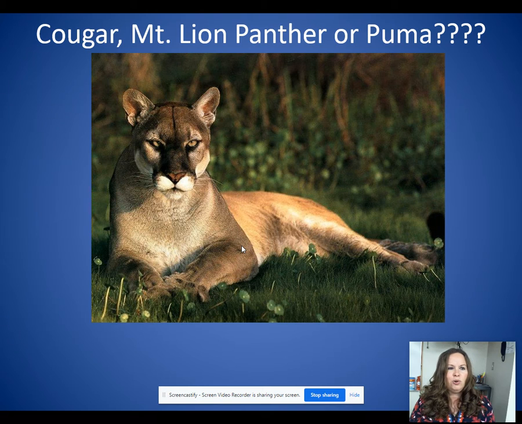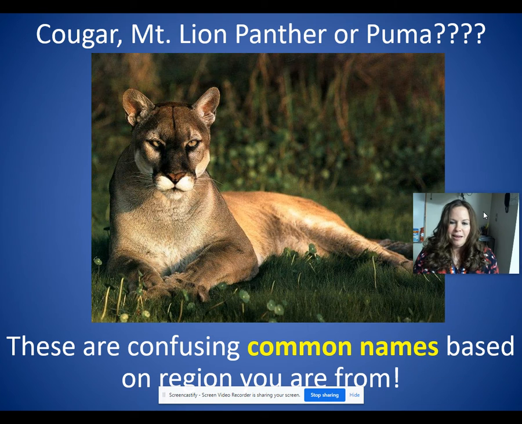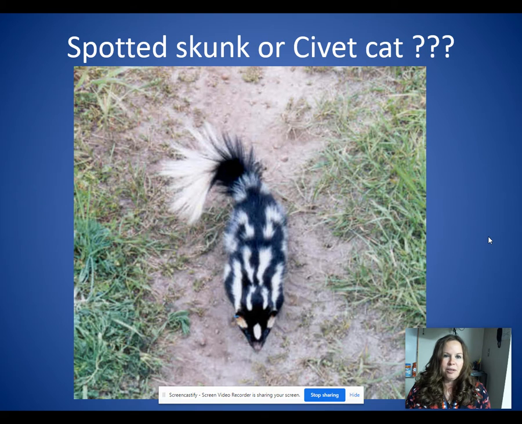So what do you think? Is this a cougar, a mountain lion, a panther, or a puma? Well, it all depends on what part of the United States or world you're from. That's one of the problems with what we call common names. Those are all common names, and different places use different common names. So by having a scientific name, we can all agree on what this animal should actually be called. By the way, I say mountain lion or cougar. So common names basically can be confusing depending on what region you're from. So this is where classification comes in handy.